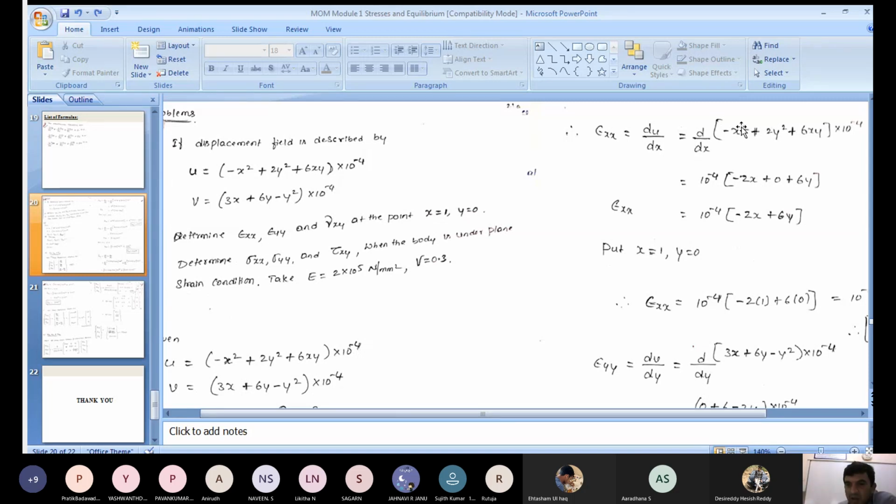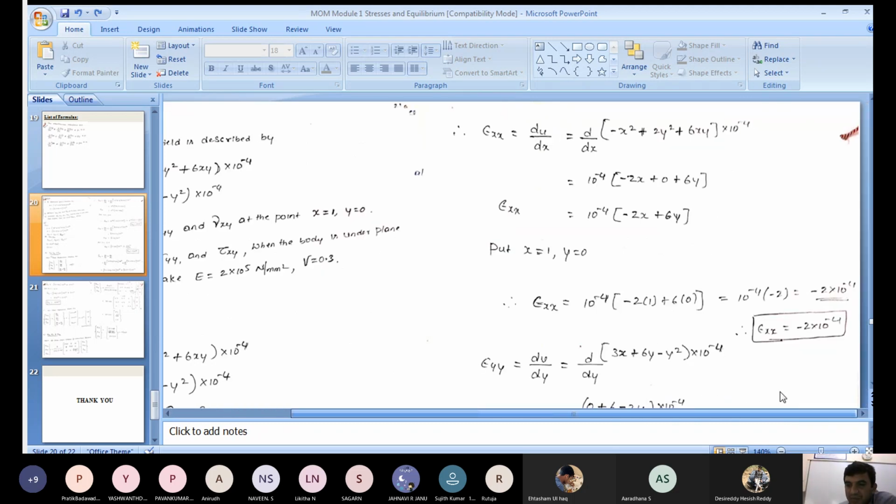Minus x square gives minus 2 times x. The derivative of y with respect to x: y becomes a constant, so the derivative is 0. For 6 times xy, the derivative of x to the power of 1 with respect to x is 1, so 6 into y into 10 to the power of minus 4. Now we get epsilon xx equal to 10 to the power of minus 4 times minus 2x plus 6y. Now substitute x equal to 1, y equal to 0. Finally, epsilon xx is minus 2 into 10 to the power of minus 4.